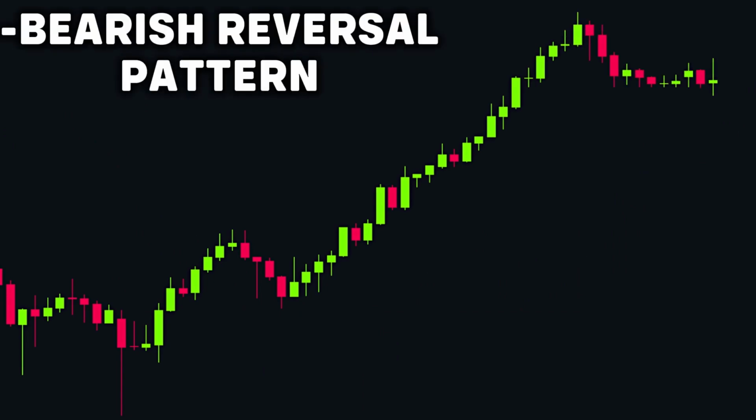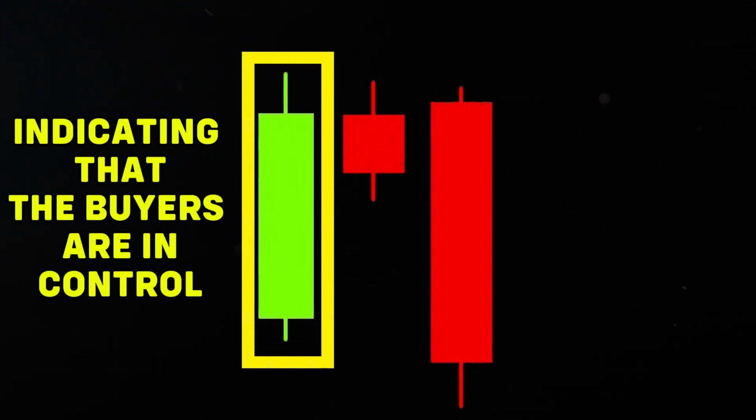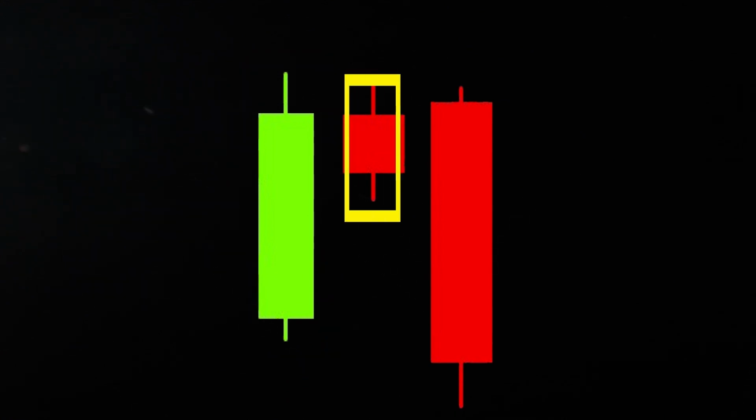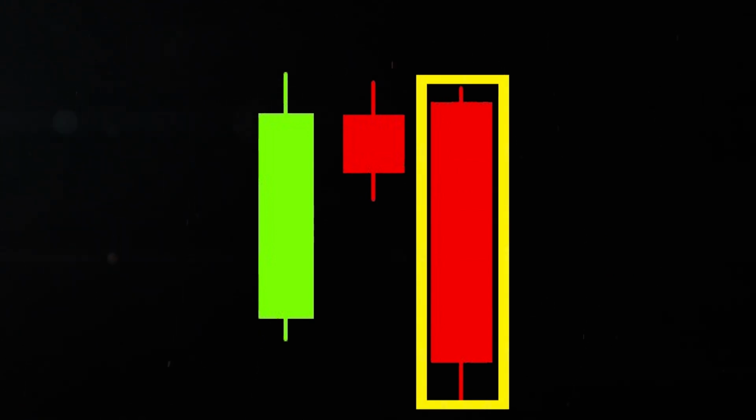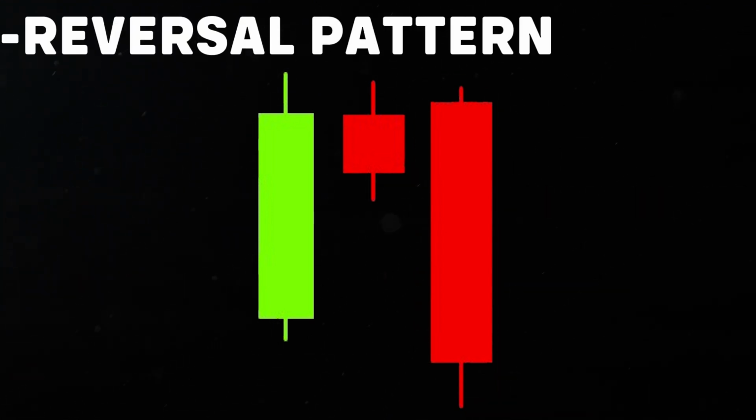This is a bearish reversal pattern and is the exact opposite of the 3 inside up. In this pattern, the first candle is a strong bullish candle, indicating that buyers are in control. Next, a small bearish candle forms. It remains within the body of the previous bullish candle, indicating hesitation in the upward movement. Finally, the third candle is a bearish candle that closes below the open of the first bullish candle. This signals a shift in momentum from bullish to bearish, and that's why this is considered a reversal pattern.